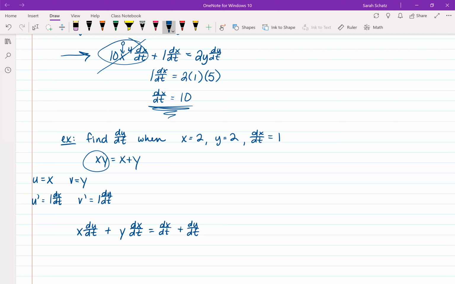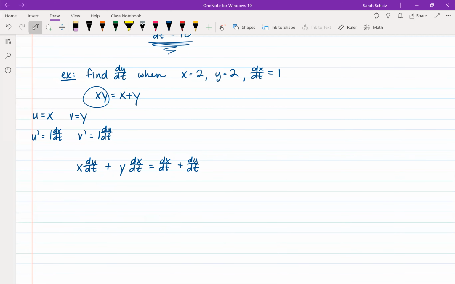So from here, put in the values that they gave you. x is 2. We don't know dy/dt, so just 2 dy/dt, plus y is also 2, but I do know dx/dt is 1. Here's dx/dt again, so that's just going to be a 1. And then we'll have plus dy/dt. So notice the only variable left in the equation is dy/dt.